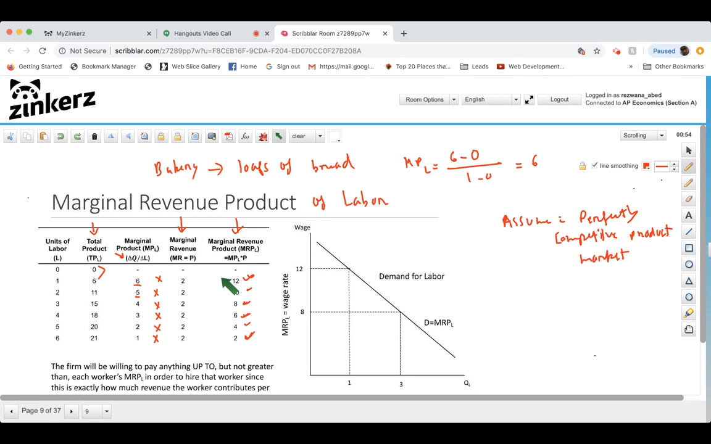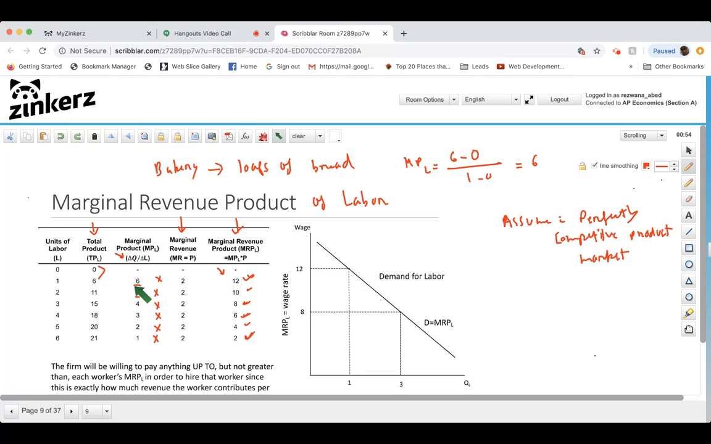So he is adding $12 to our revenue, and so this is the maximum amount that we would be willing to pay this worker. That first worker, we would be willing to pay him $12, because the marginal product of labor for him is 6 per hour times what we can sell that loaf of bread for. Each loaf of bread sells for $2, so 6 times 2 is $12 per hour.